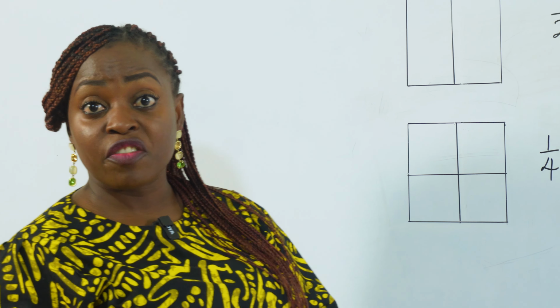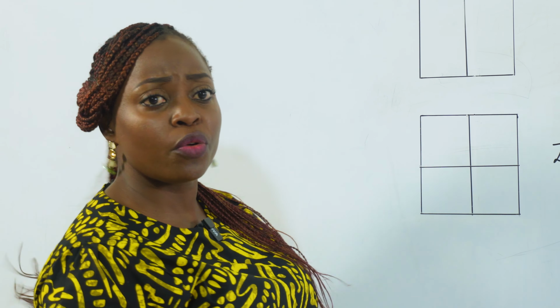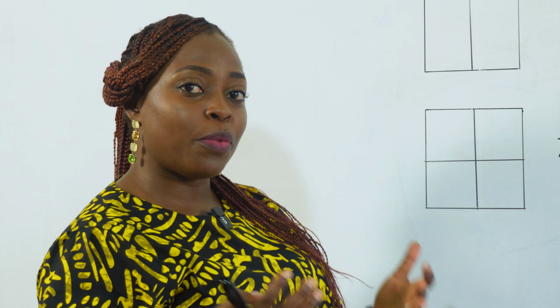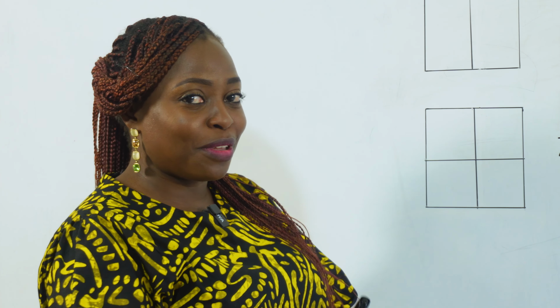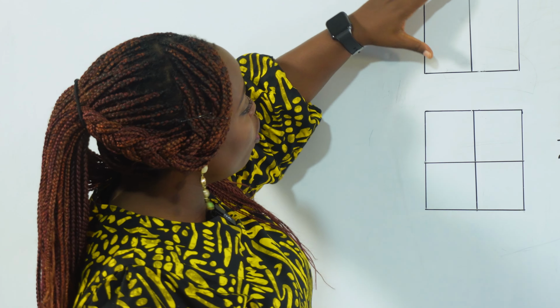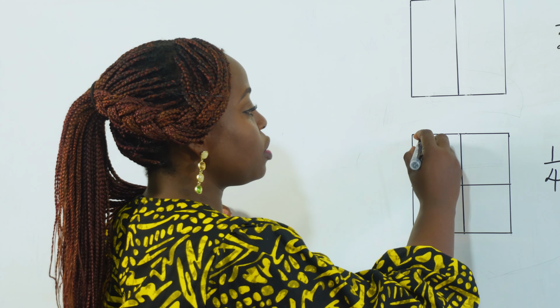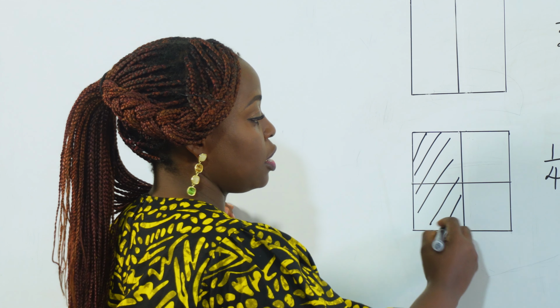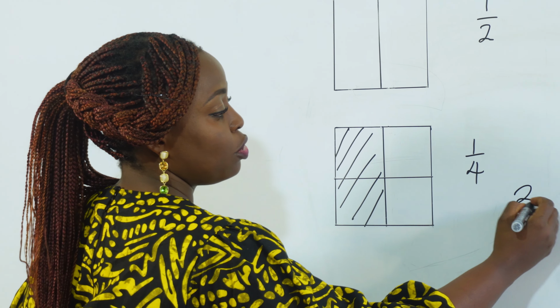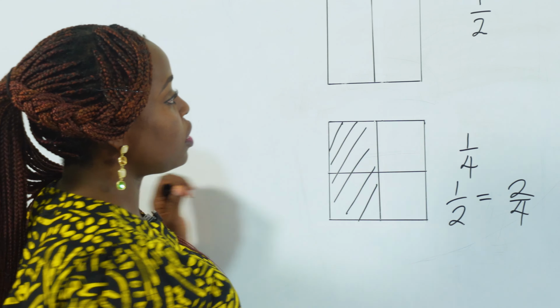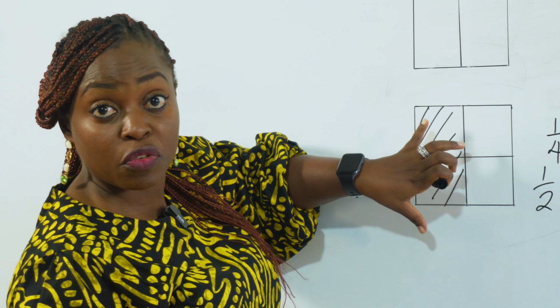Now let's talk about equivalent fractions. Equivalent fractions means fractions that have different values but represent the exact same thing. So 1 over 2 of this fraction is going to be the same as 2 over 4. So 1 over 2 is going to be the same as 2 over 4.